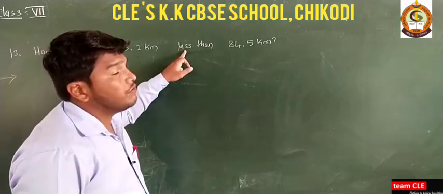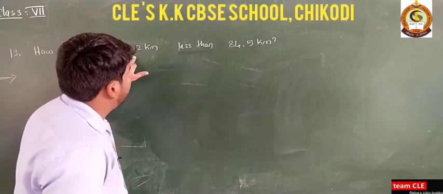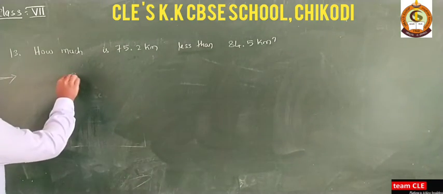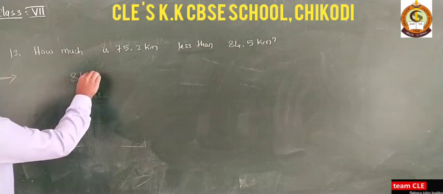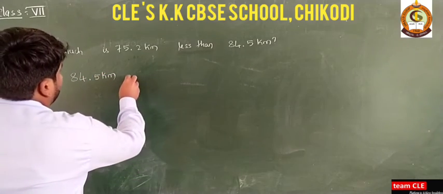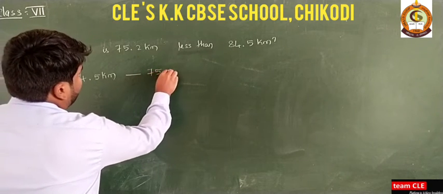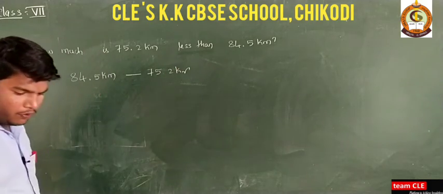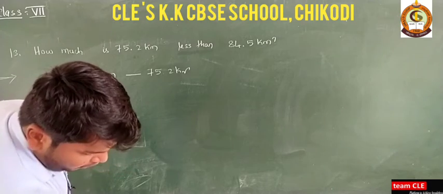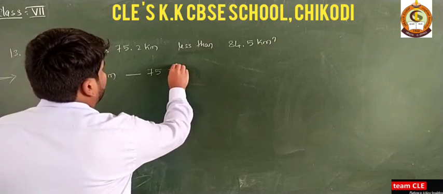Similarly, when we have more than, we have to use the plus sign. So see here, the question says, how much is 75.2 kilometer less than 84.5 kilometer? First I will write this as an equation: 84.5 kilometer, is less than means I will write this as minus 75.2 kilometer. This is according to the question.